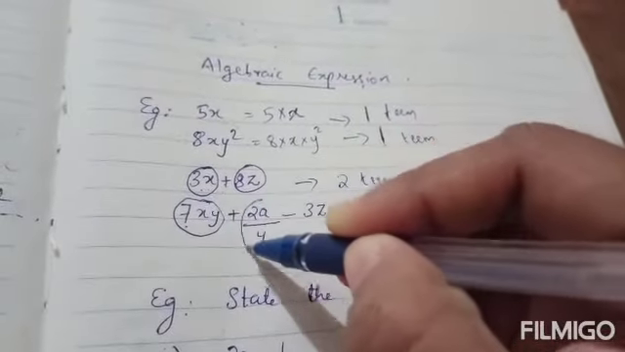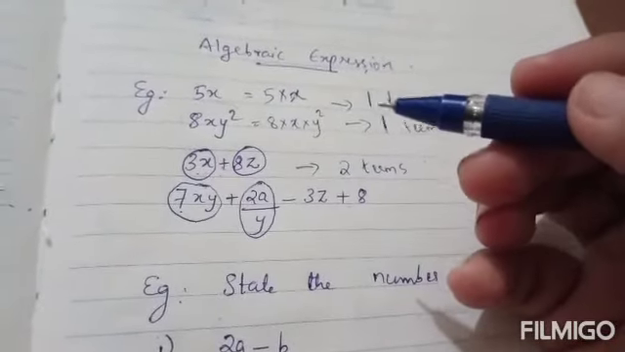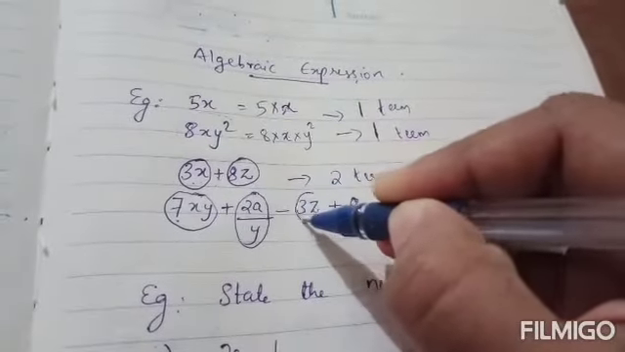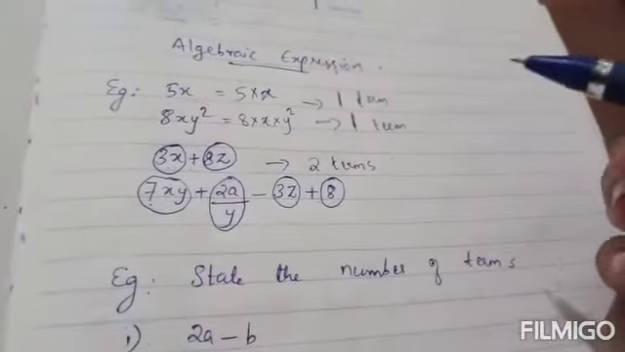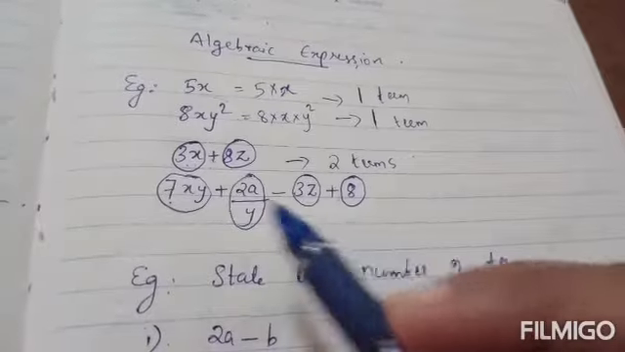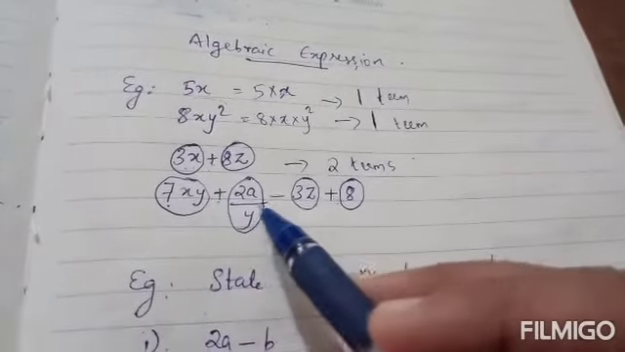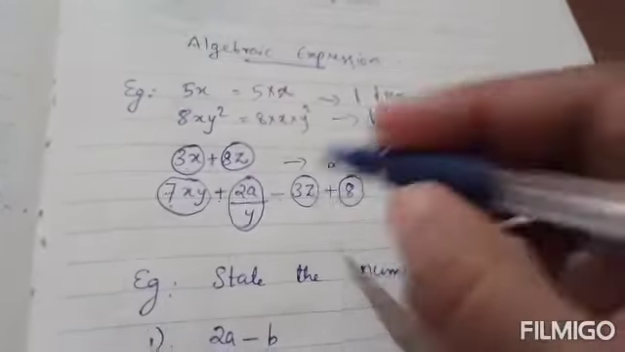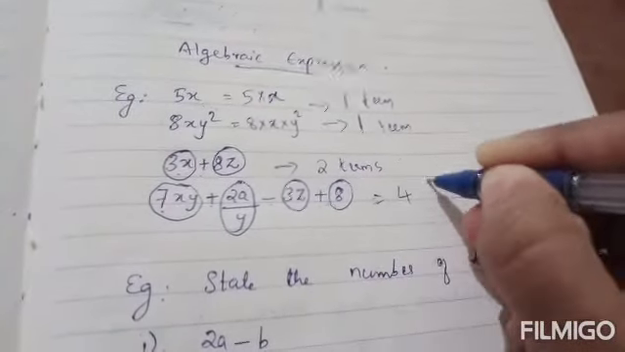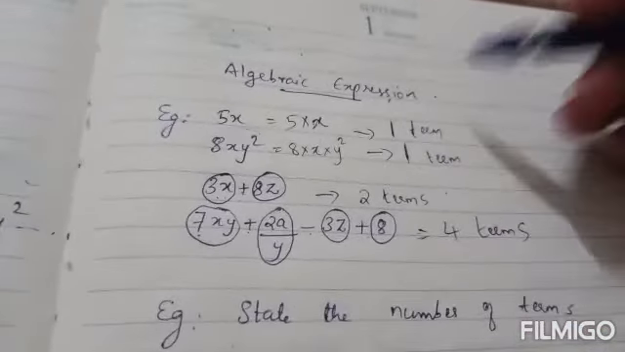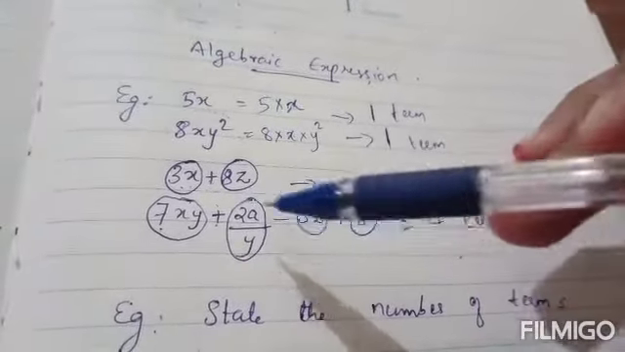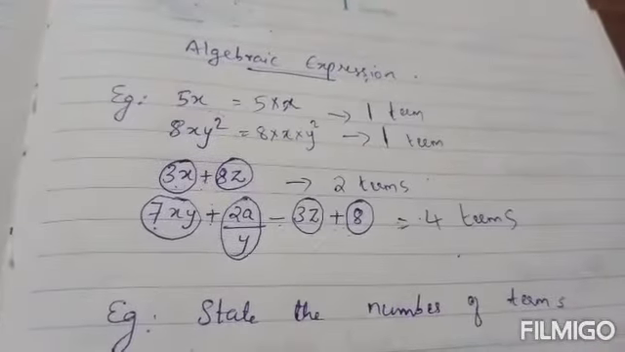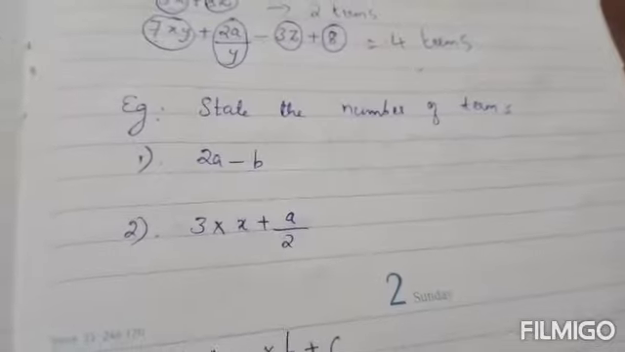Next, 2a by y is the second term. Next, 3z is the third term and 8 is the fourth term. Okay, and these terms are separated by plus and minus signs. So there are 4 terms here in this algebraic expression. An algebraic expression is a collection of one or more terms which are separated by plus and/or minus signs. Okay. Now let's take one example.